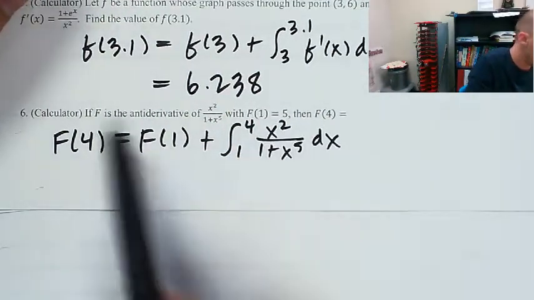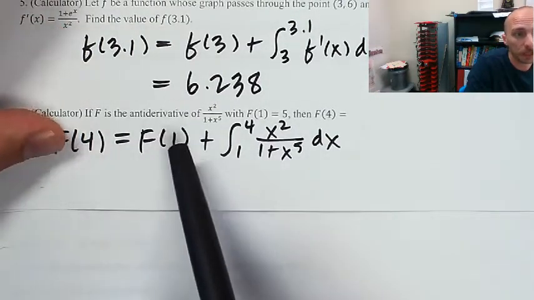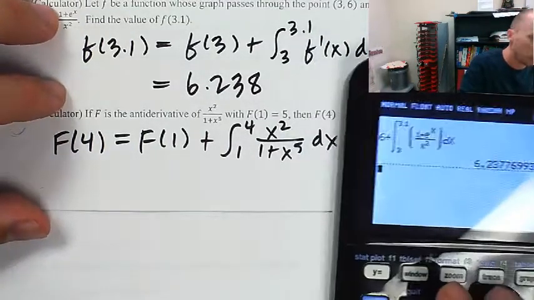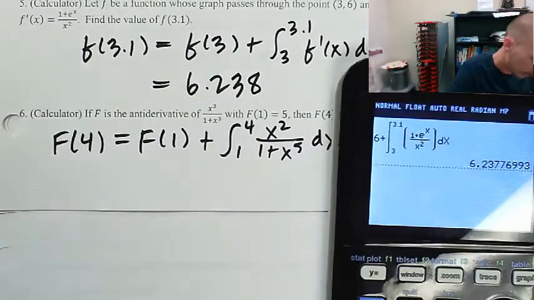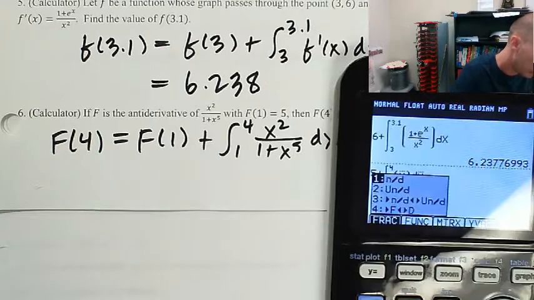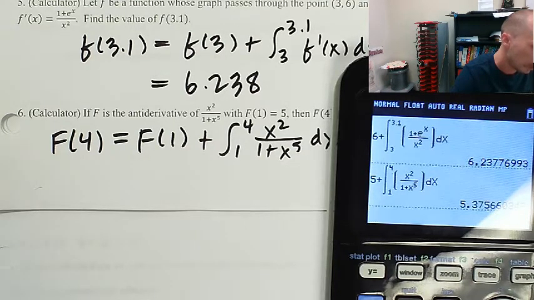Right, because you could say, well, if f is the antiderivative of this thing and I integrated it from 1 to 4, I would get the net change in f between 4 and 1. So, you know, 1 and 4, however you want to look at it. All right, so f of 1 is 5 plus the integral from 1 to 4 of x squared over 1 plus x to the 5. All right, and 5.376.